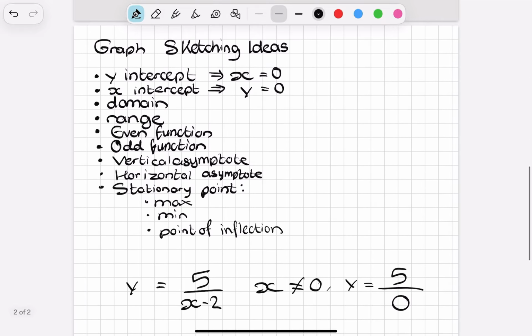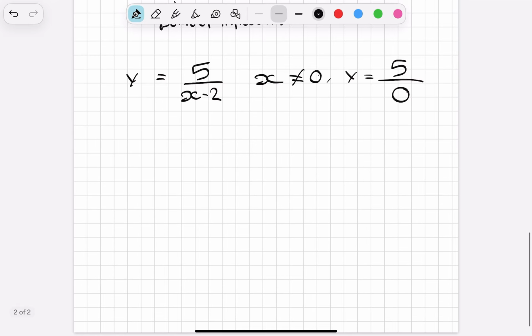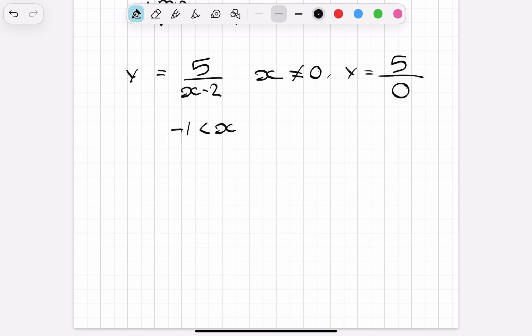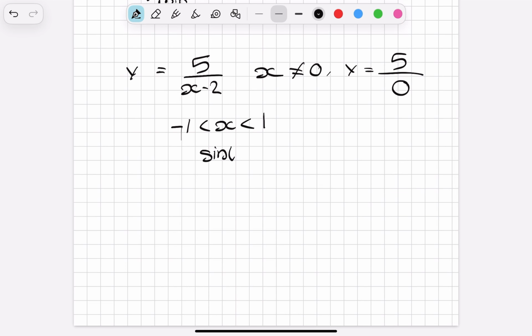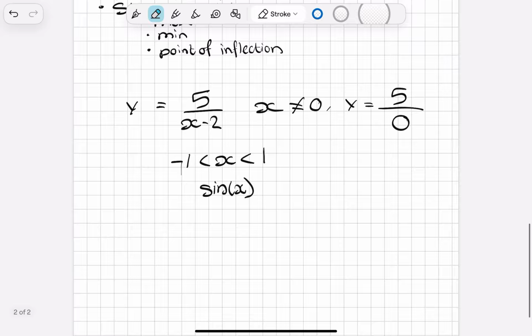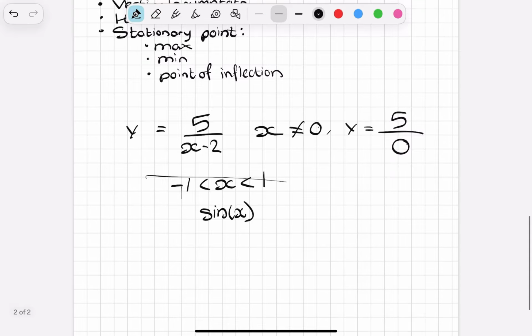When looking at the range, we should consider things like the bounds of our domain. So if we have minus 1 less than x, which is less than 1 in the graph sine x, for example, we should look at what happens when our inputs are minus 1 and 1. Well, actually, that's wrong, because minus 1 and 1 is the range of our sine graphs, so we can scrap that idea.